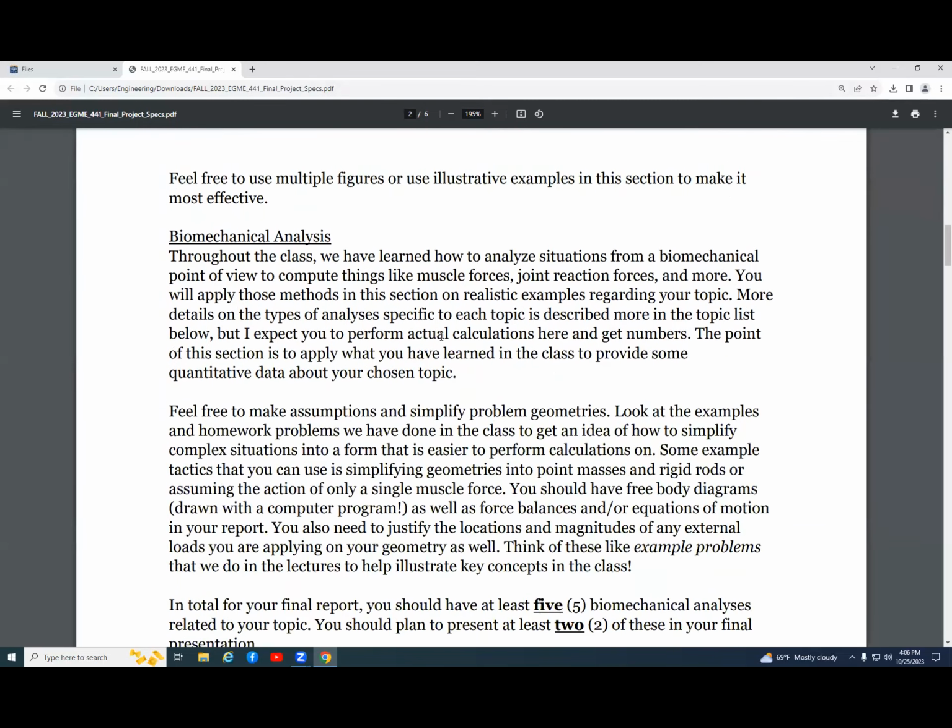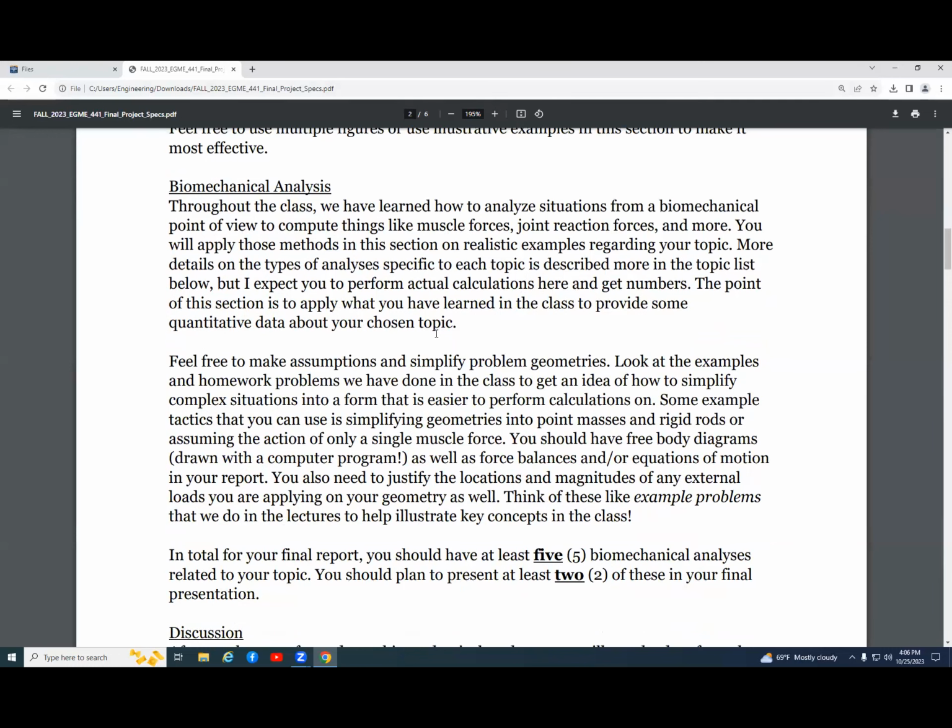Okay, the next section is on the biomechanical analysis. This is probably one of the biggest sections that you're going to have in the report. Throughout this class, we've learned a lot of different techniques for computing things like muscle forces and joint reaction forces. Next we're going to go into some techniques for how to track motion, and then relate that to muscle forces and joint reaction forces. I want you to do those same kinds of calculations as part of your project.